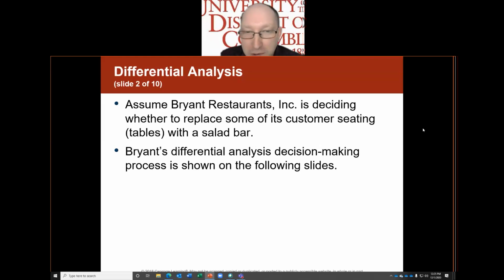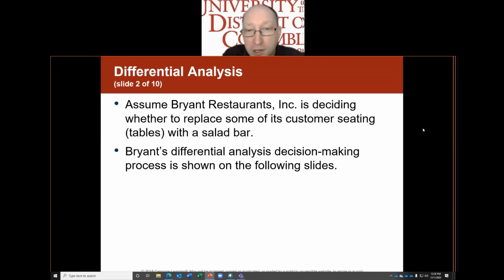Okay, so we're Ruby Tuesday. Ruby Tuesday, as some of you may know, used to be a big salad company. They used to specialize in salads. So the company is looking at removing some of its tables and replacing it with a salad bar. Okay, so that's an interesting decision because here's the thing. You have seats, and then you got a salad bar. You take away some of those seats and you put a salad bar in.